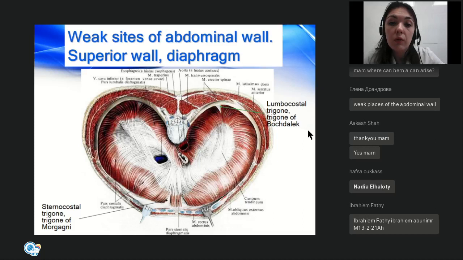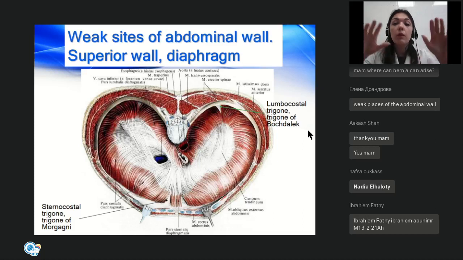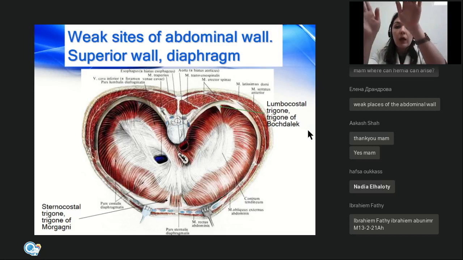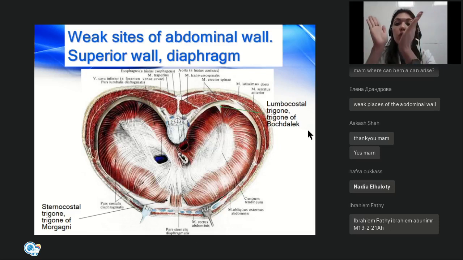So these are weak places because there are muscular parts of the diaphragm, that is sternal, costal, and lumbar, and between them there are no muscular fibers. Here, just two fasciae: the endothoracic fascia adjoins the endo-abdominal fascia. And also from the side of the abdominal cavity there is peritoneum, and from the side of the thoracic cavity there is pleura. But all of these are very thin structures, and that's why hernia can arise through them.